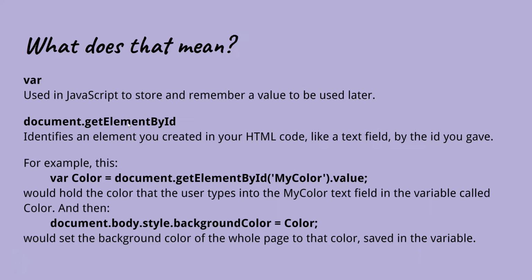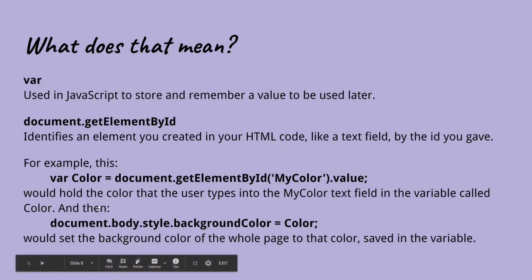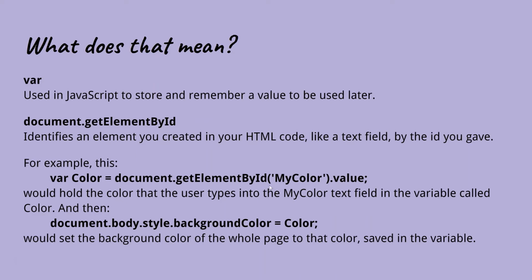Again, like I explained about this as you saw it back there. So this is identifying an element that is somewhere in your HTML, like a text field, by the ID that you gave it when you were making it. And then you put those together and you get this process of, in a variable called color, I want you to store the value for the element with the ID my color.